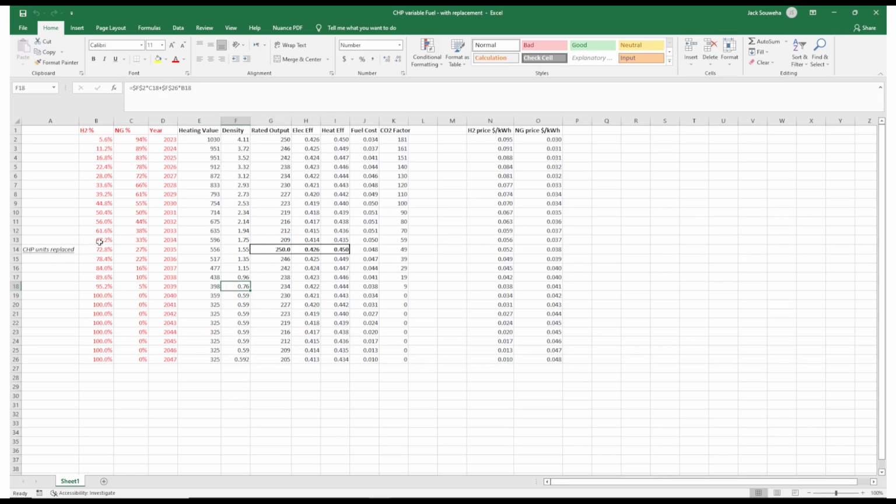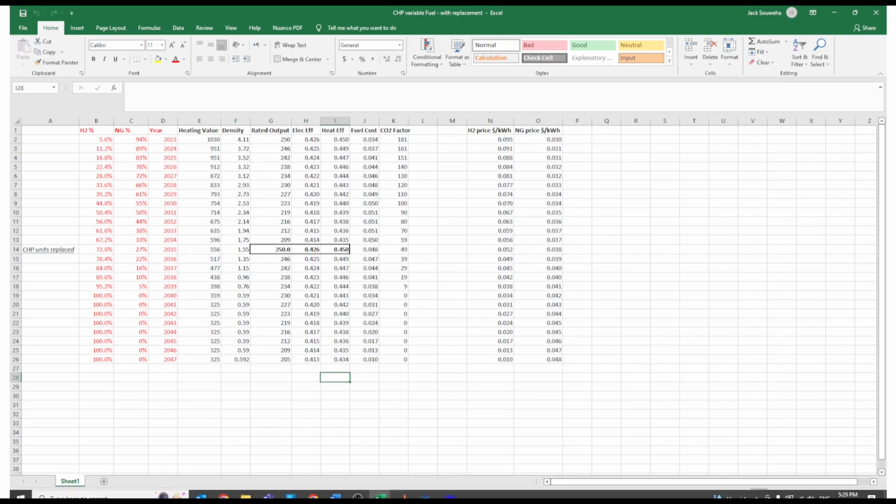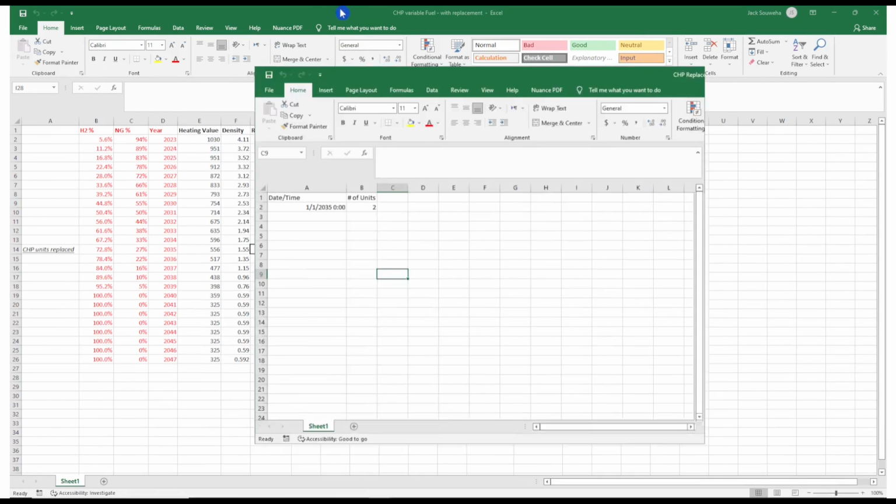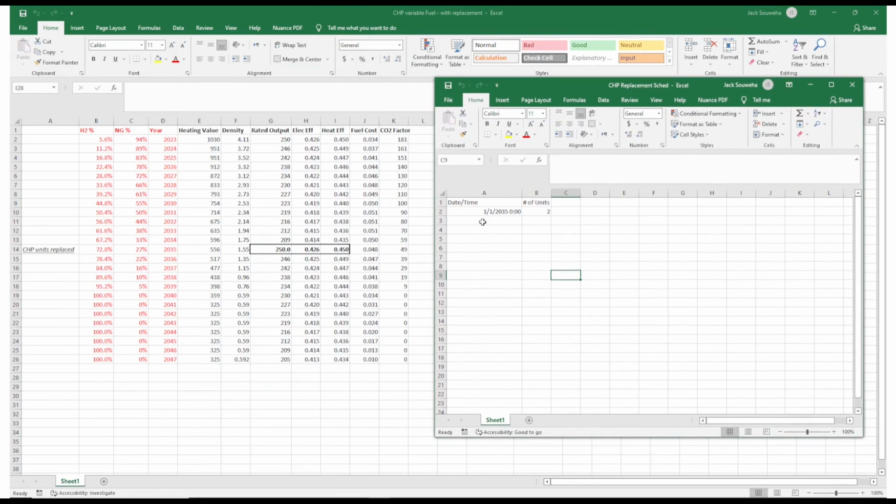If we needed to model CHP units replacement due to reduced capacity at a given year in our long-term study, we can always consider that by entering the rated output and efficiency changes in the transition table as shown. Then we can reflect the system units replacement in our model by importing a replacement schedule that lists the date and time of replacement and the system number of units. That way, CogenS will consider the replacement costs at the Financial Model tab.